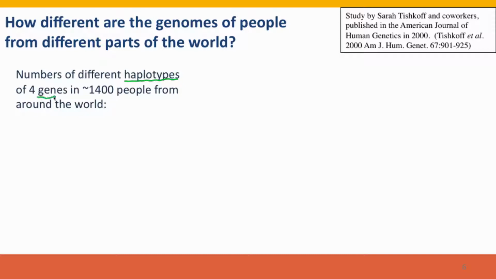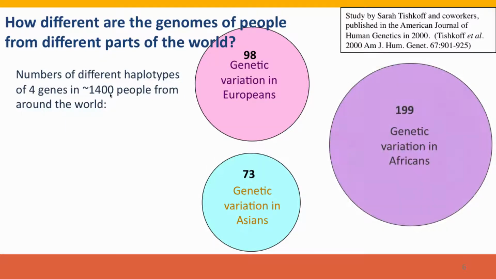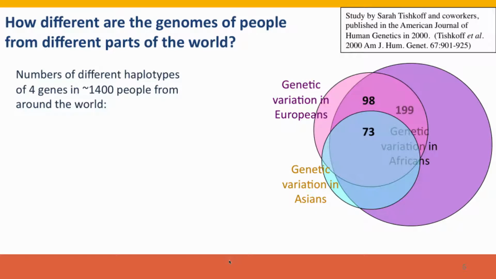In this study, their segments were 4 different genes, and they sequenced these 4 genes in 1,400 people from different places around the world. And they counted up the number of different haplotypes that they found in those 1,400 people. And they found 98 different haplotypes in Europeans, 73 in Asians, and 199 in Africans. So already we can see that there's more genetic variation in Africans than there is in people from other parts of the world. This is actually consistent with other studies of human genetic differences.